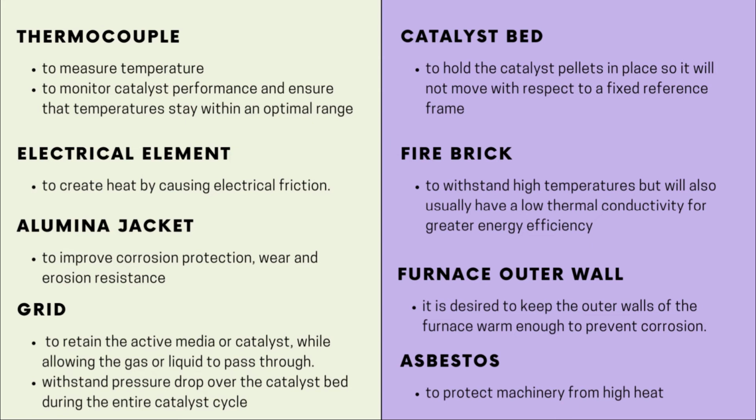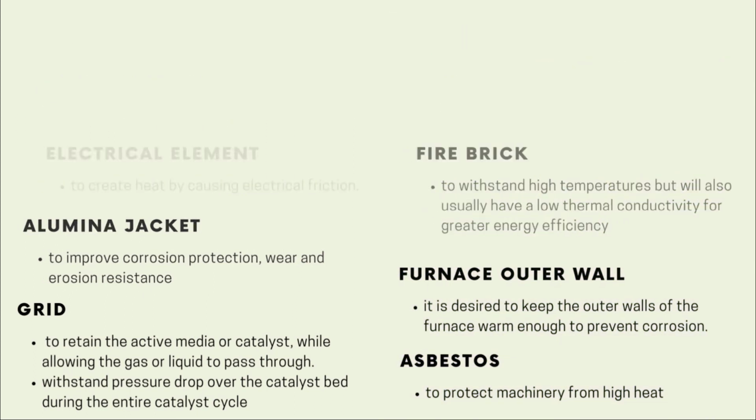Fire brick is built primarily to withstand high temperature but will also usually have a low thermal conductivity for greater energy efficiency. Then the furnace outer wall, it is desired to keep the outer walls of the furnace warm enough to prevent corrosion. And last is asbestos, it is used to protect machinery from high heat.